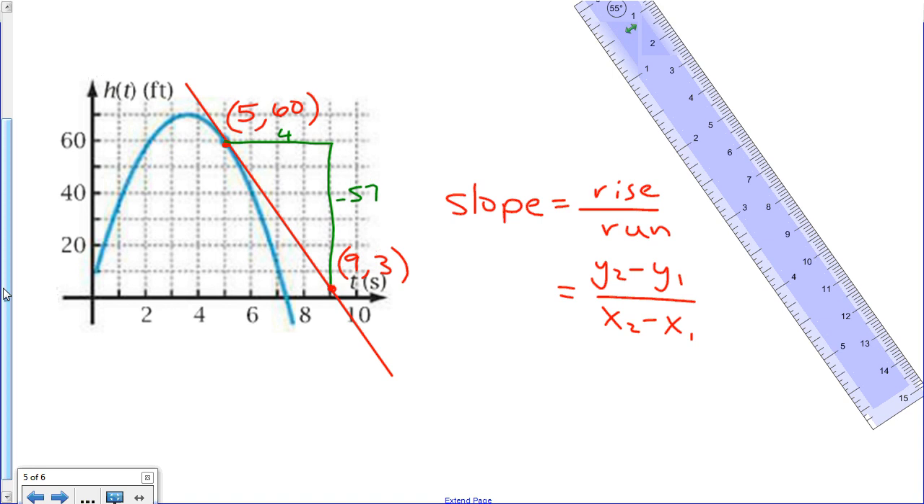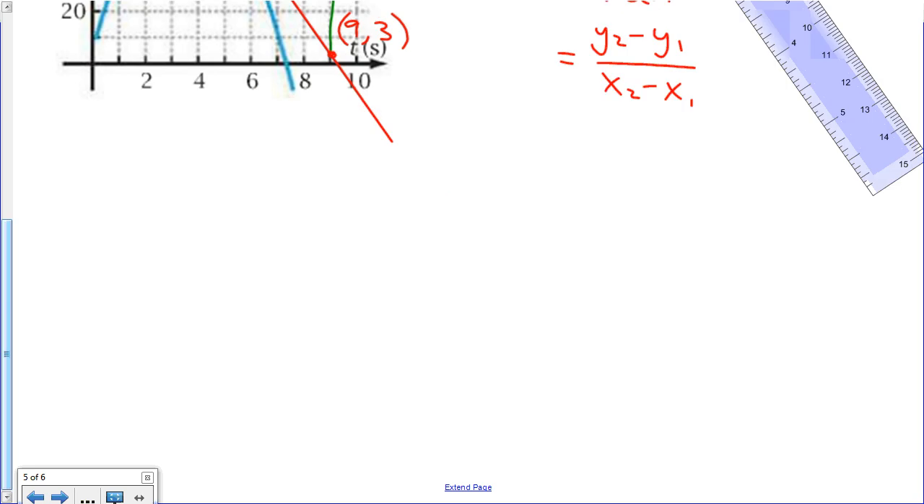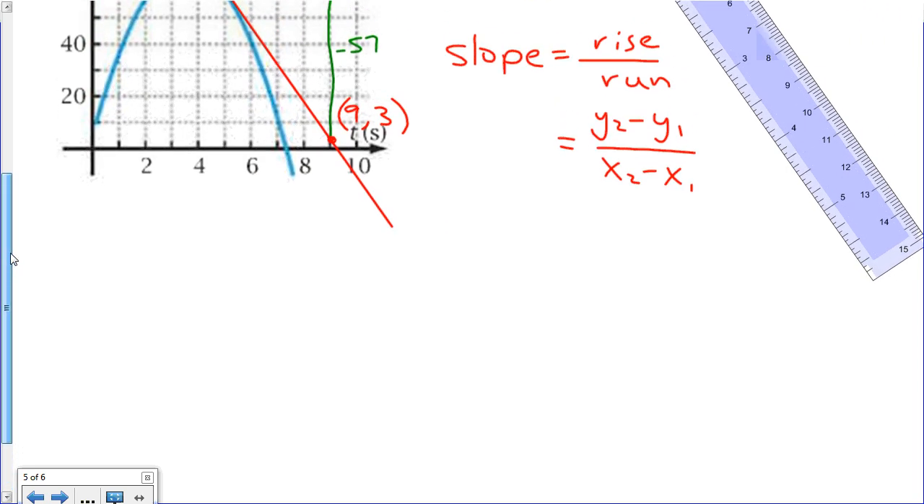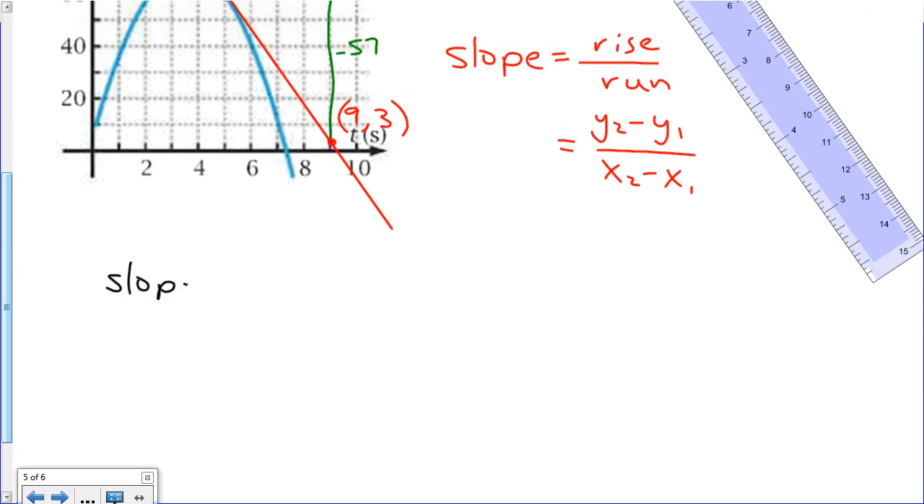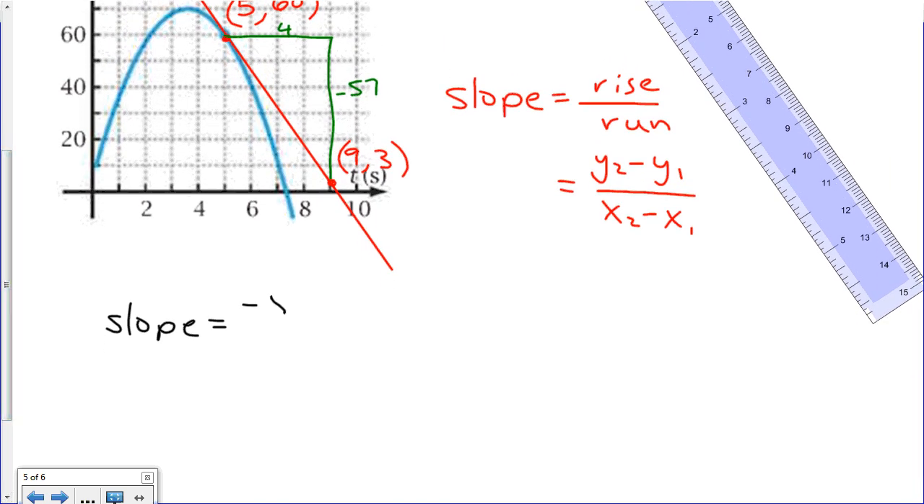So you can decide how you want to calculate the instantaneous rate here, whether you want to do rise over run, or the change in the y's over the change in the x's. You can do either one to get the answer here, of course. So the slope is equal to, if you do rise over run, a negative 57 divided by 4.